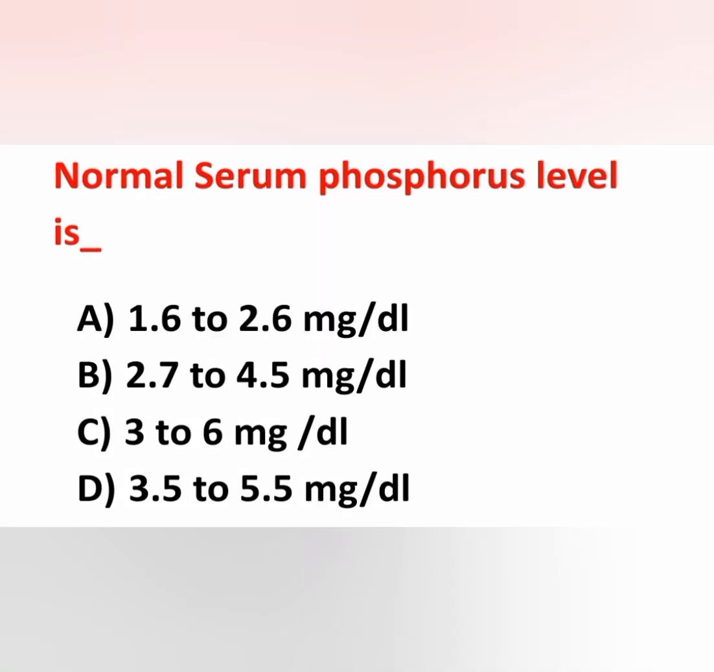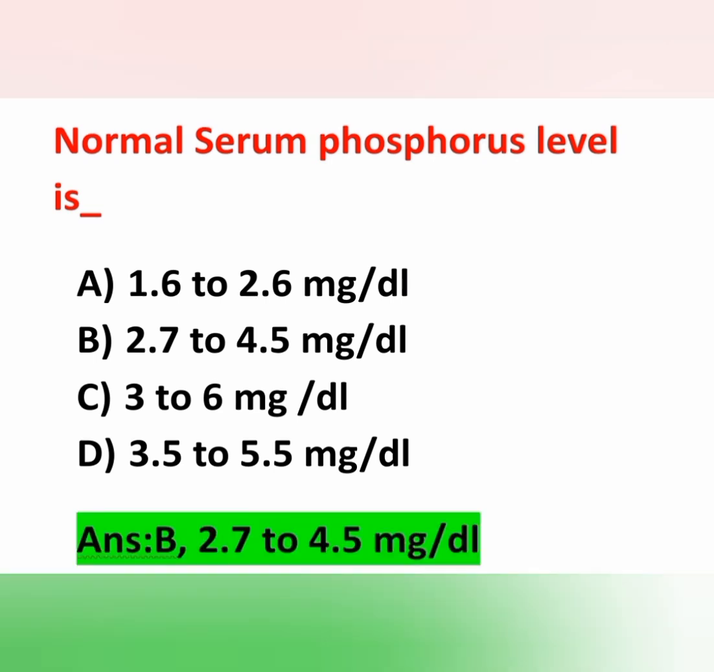Next question: normal serum phosphorus level is, and our options: option A, 1.6 to 2.6 milligram per deciliter; option B, 2.7 to 4.5 milligram per deciliter; option C, 3 to 6 milligram per deciliter; and option D, 3.5 to 5.5 milligram per deciliter. The correct answer is option B, 2.7 to 4.5 milligram per deciliter.